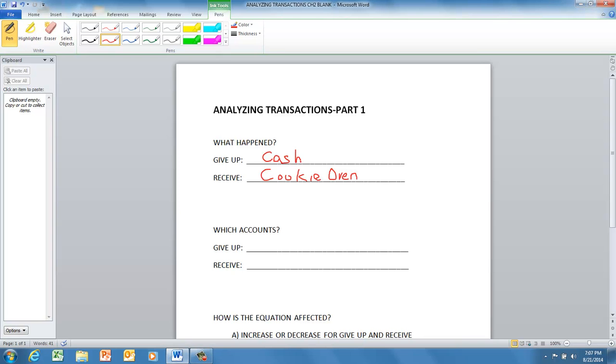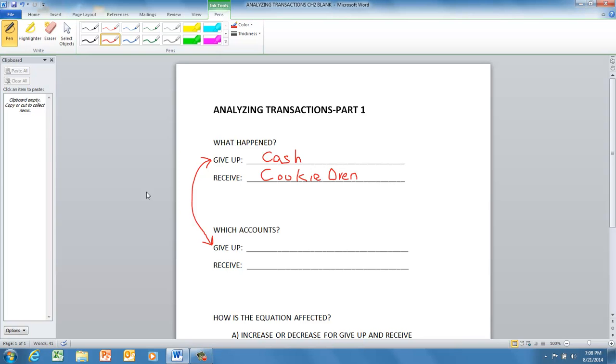Now I have to determine which accounts I'm going to use, and I have to use an account for the give up that matches what I said I was giving up. So I need an account for cash. Now here's where you have to look at the chart of accounts. Every company has its own chart of accounts, and you can use a substitute chart of accounts, which I had in shared files, if you happen to have a homework problem that doesn't have a chart of accounts on it.